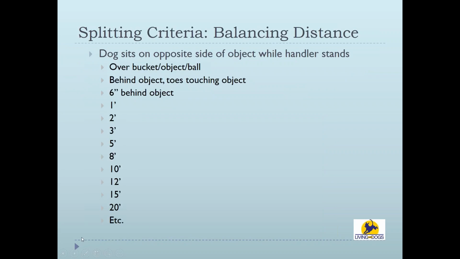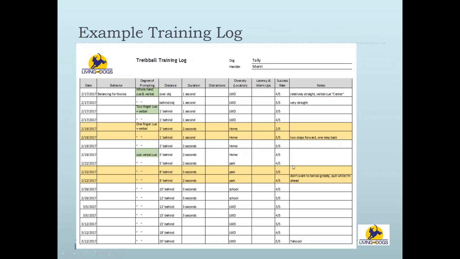Okay. So, here's working on the criteria. I'm going to set out my plan ahead of time, and I'm going to try to work where I'm standing right on the top of the bucket or the ball, and then slowly I'm going to work with my toes behind the object, and then 6 inches, 1 foot, 2 feet, 3 feet, 5 feet, 10 feet, 12 feet, etc. And so this is going to be what my training log looks like.